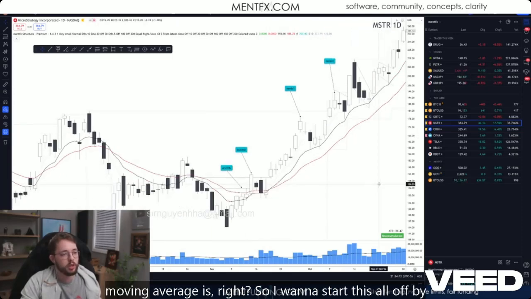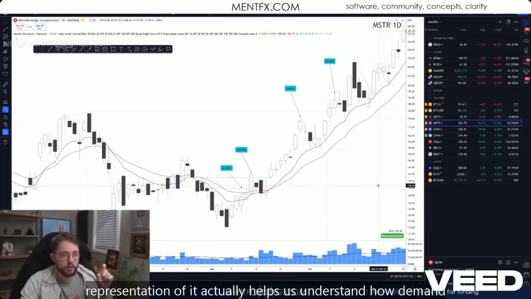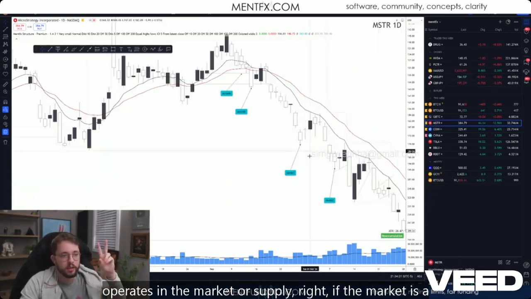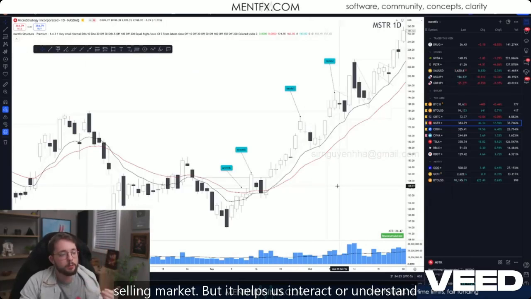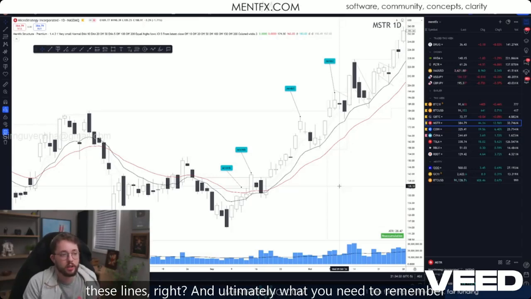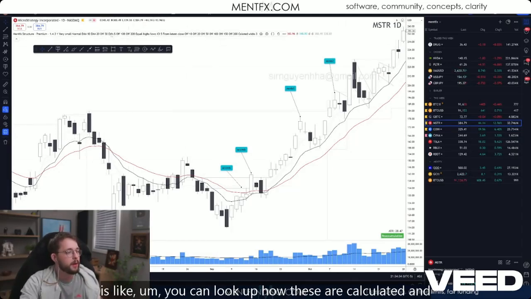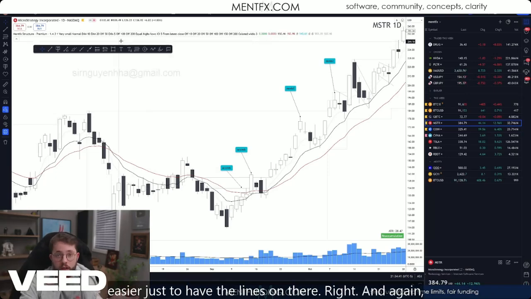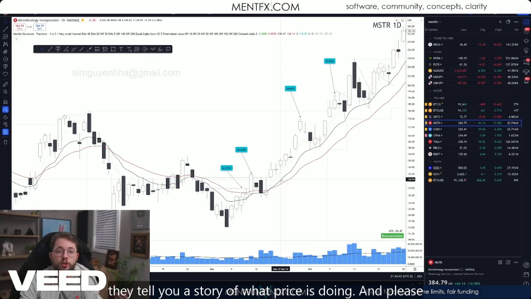So I want to start this all off by understanding what a moving average represents, because the representation of it actually helps us understand how demand operates in the market, or supply, if the market is a selling market. It helps us understand basically what is creating these lines, right? And ultimately, what you need to remember is you can look up how these are calculated and do the calculations yourself, but it's much easier just to have the lines on there. And again, they tell you a story of what price is doing.